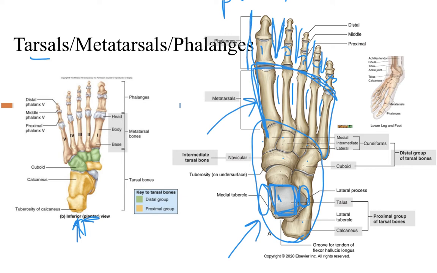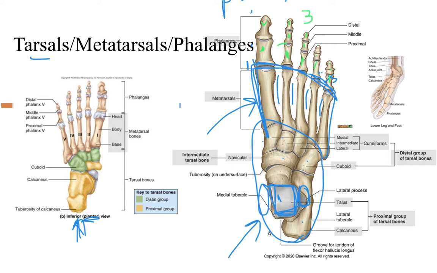The way that the phalanges are named in terms of the bones that are within them are proximal, distal, proximal, middle, distal, proximal, middle, distal phalanges of the third digit, proximal, middle, distal, proximal, middle, distal.